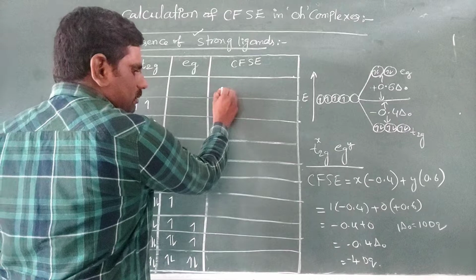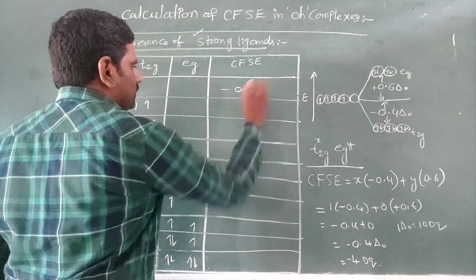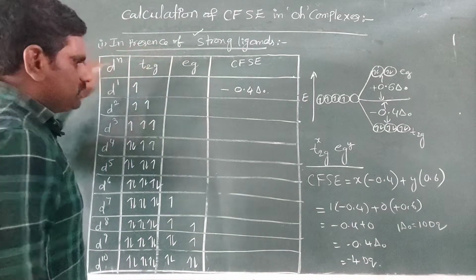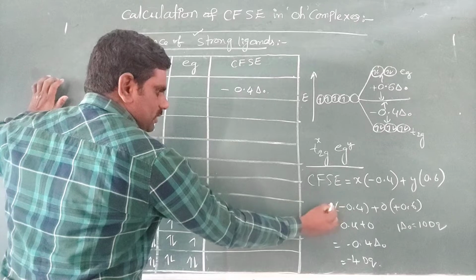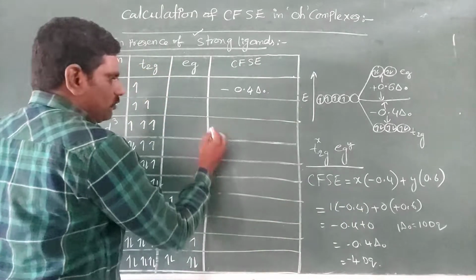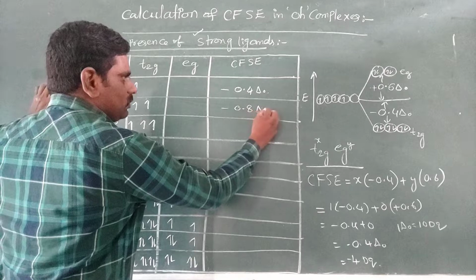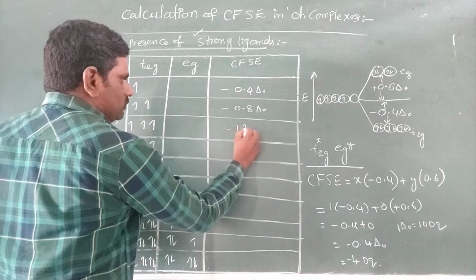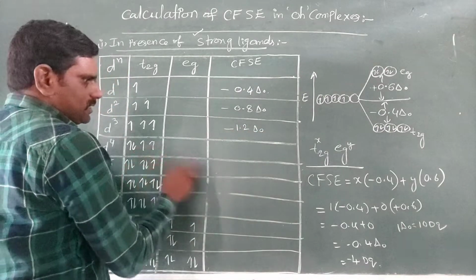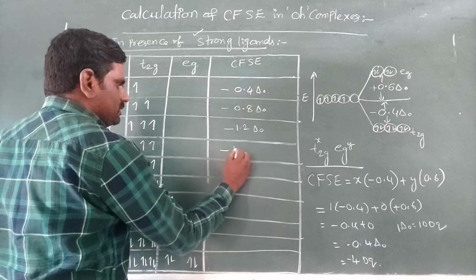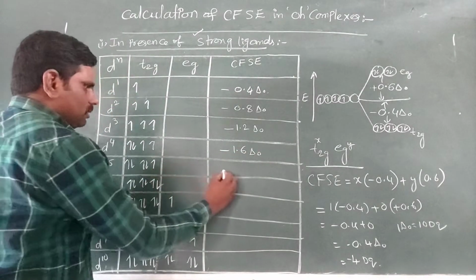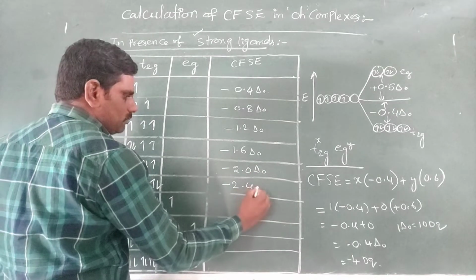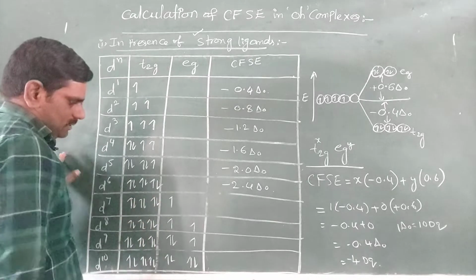So I am writing here minus 0.4 delta naught. So here 2 t2g2 eg0. Here t2g2 means 2 into minus 0.4, that is minus 0.8, students you can do. Here 3 into 3 fours are 12, minus 1.2. 4 fours means minus 1.6. Then 2.0, 0.4 increasing, 2.4.